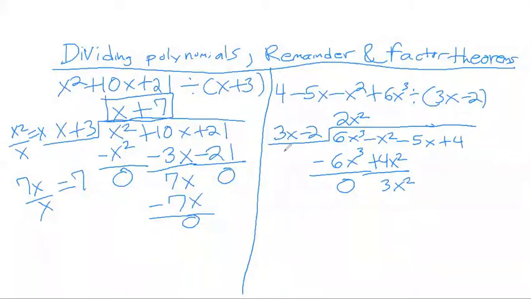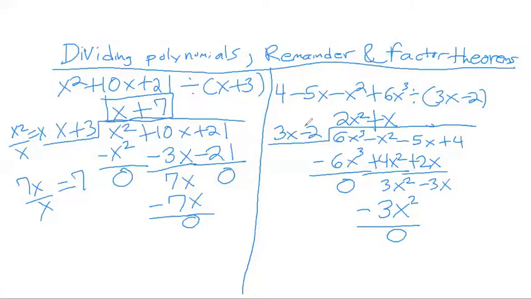So now I have to figure out, well, how many times does 3x go into 3x squared? Well, 3x squared divided by 3x is x. So plus x. 3x times x is 3x squared. And that gives me 0. Now I take negative 2 times x is negative 2x. And the opposite of negative 2x is positive. So negative 5x plus 2x is negative 3x.